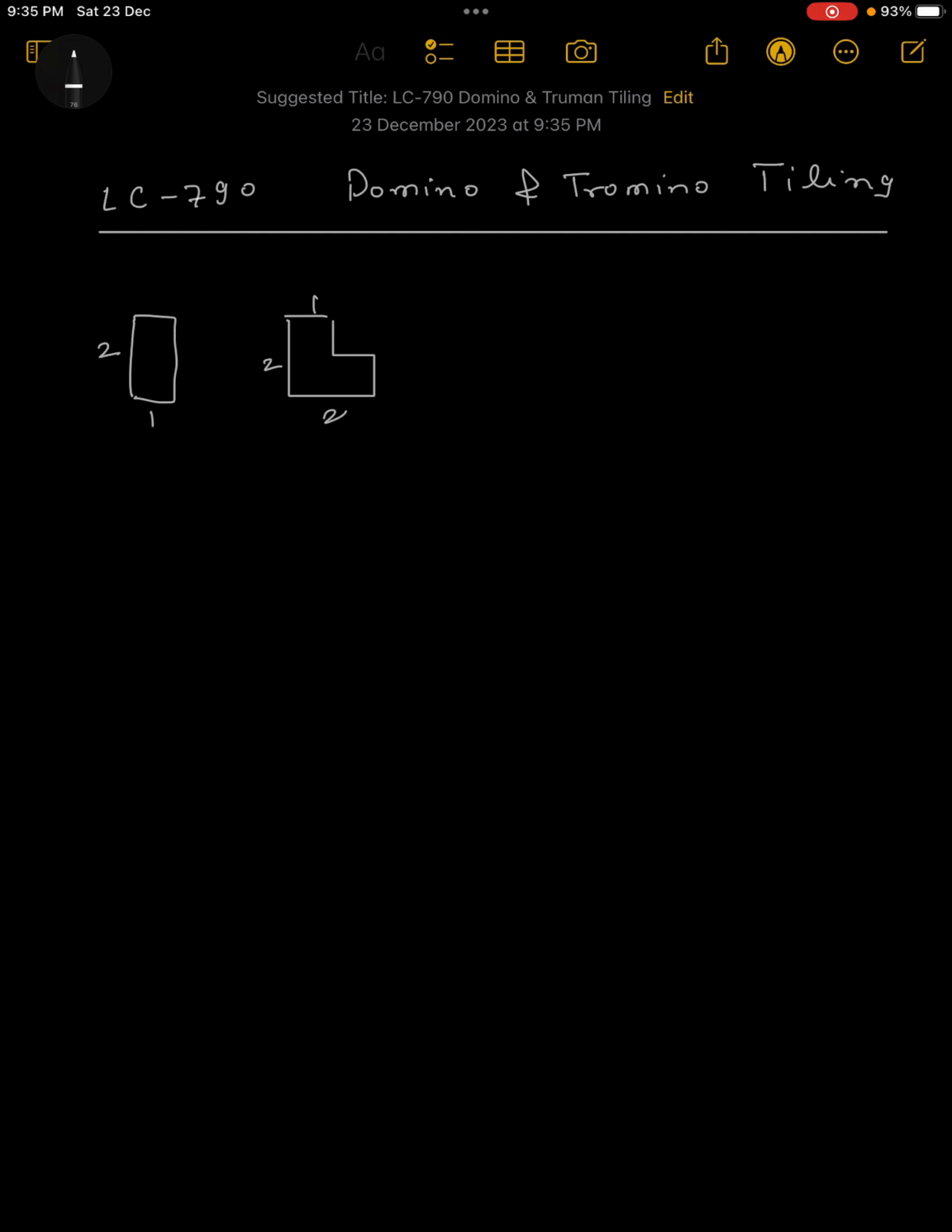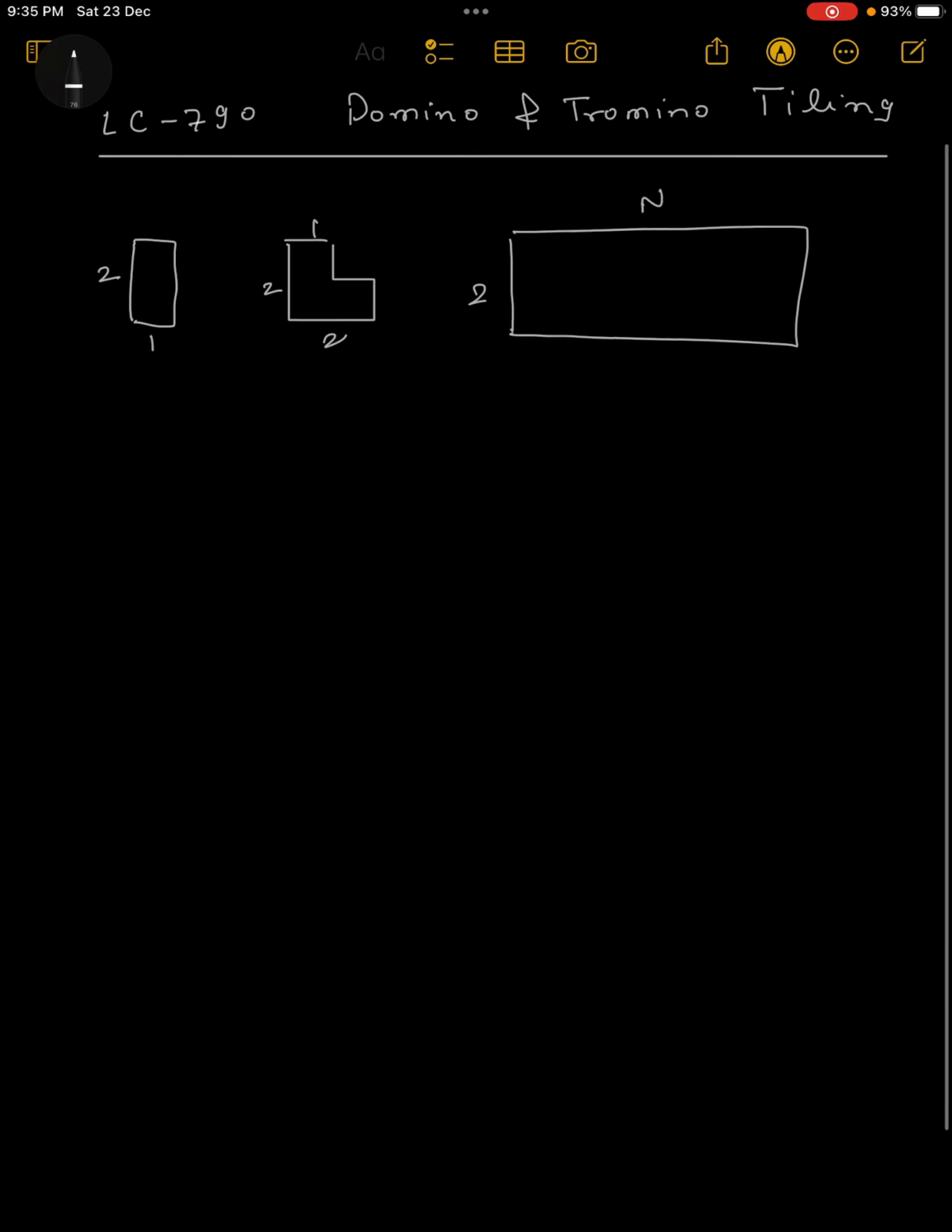and we need to fill a 2 cross n board using these dominoes. Okay, and we need to tell the number of ways in which we can tile using them. Okay, so let's start from the beginning.